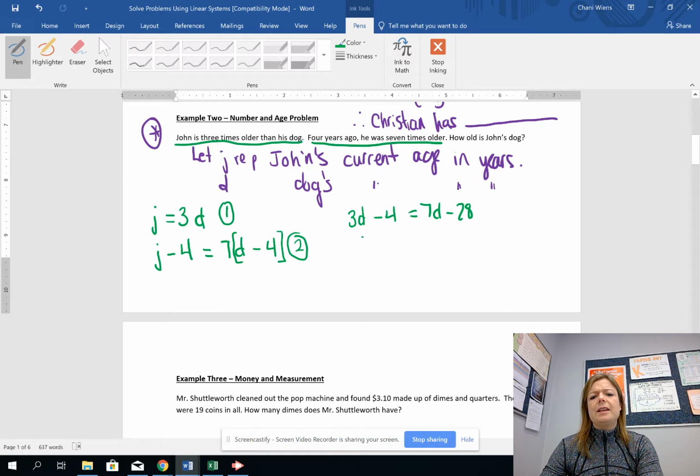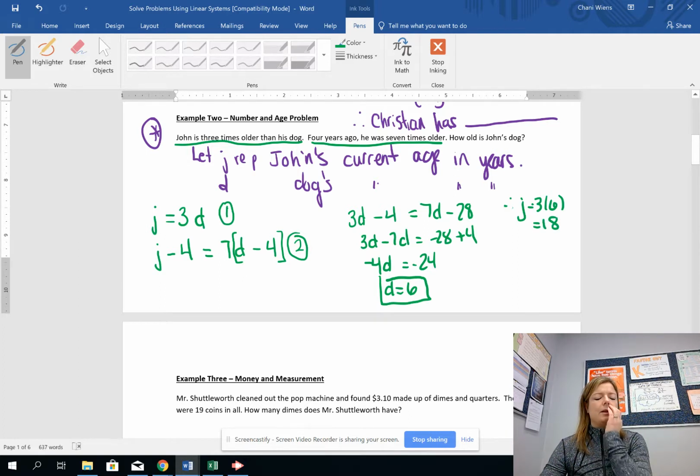So 3D minus 7D equals negative 28 plus 4. So you get negative 4D equals negative 24, or D equals 6. That means the dog is 6 years old. Therefore, we can find out John's age, which is just 3 times that. So John is 18.